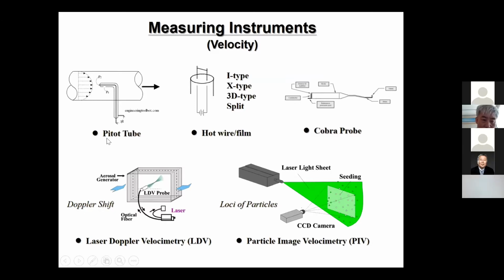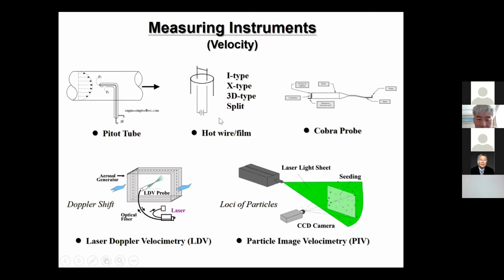The most common one is a pitot tube. You can see here people have used a tube to measure the velocity. But here we can only make a point measurement, and what we measure is the mean velocity component only.